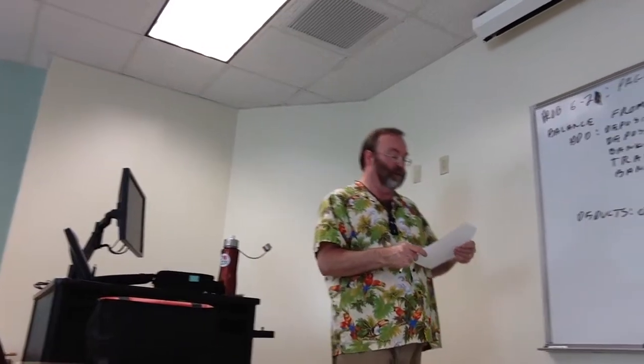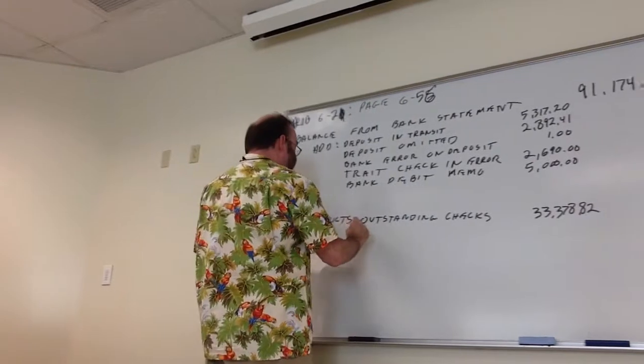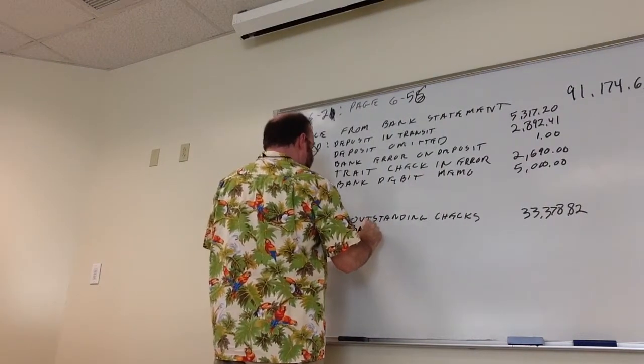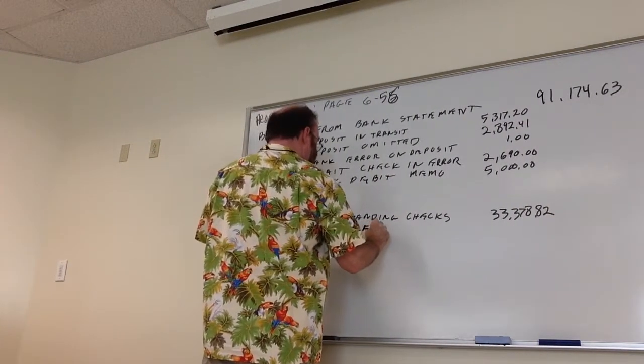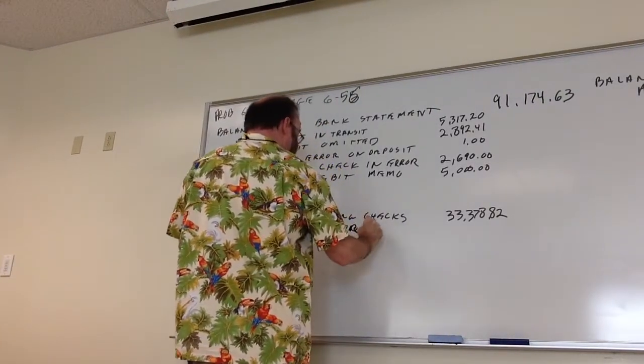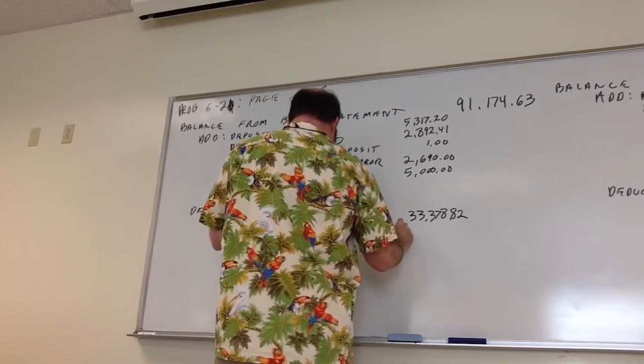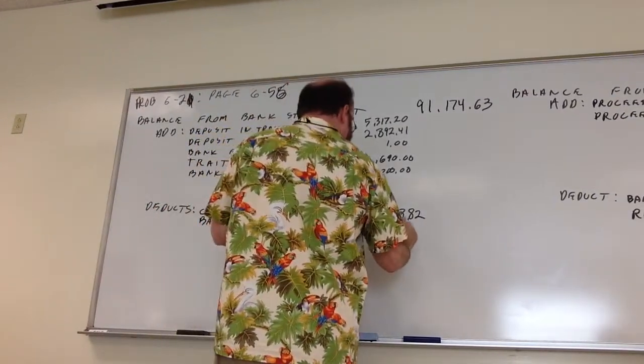Error on bank statement in entering a deposit. It was entered at $4,817 and it was really $4,807. So here's another mistake, only this time it's in your favor. So bank error on deposit. $10.